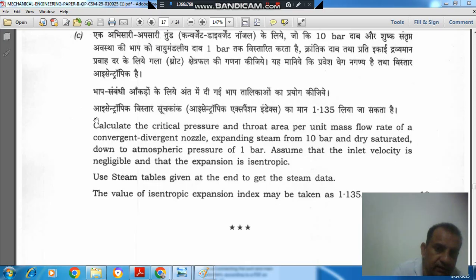Question number 8C. Calculate the critical pressure and throat area per unit mass flow rate of a convergent divergent nozzle expanding steam from 10 bar and dry down to atmospheric pressure of 1 bar. Assume that the inlet velocity is negligible and that the expansion is isentropic. Use steam table at the end to get the steam data. The value of isentropic expansion index may be taken as 1.135.